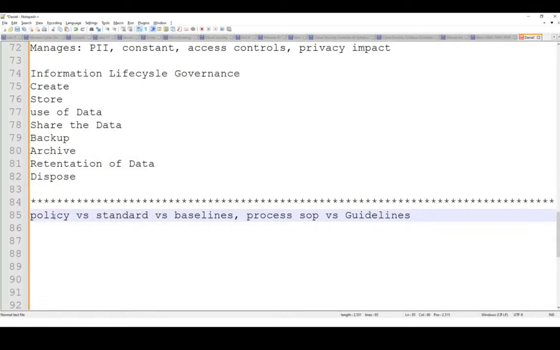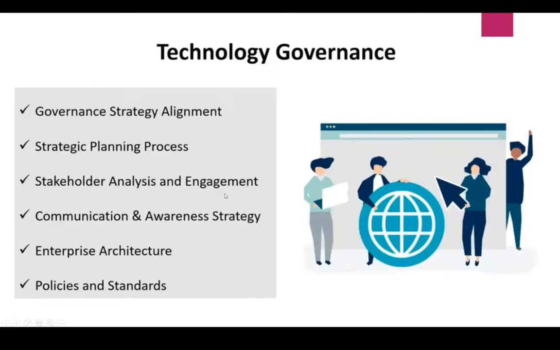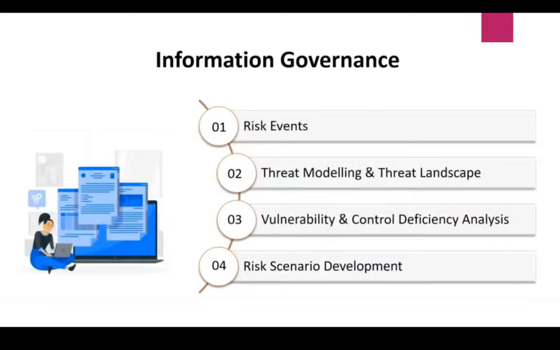Okay, perfectly fine. So we have discussed policy, standard, baseline, processes, SOP, and guidelines, right? So the next thing we discuss here is enterprise architecture like TOGAF, which we have discussed, standards and policies we have discussed, and governance strategies we have discussed. So from the technology point of view: information governance, risk events, threat modeling. Yes, threat modeling is a very important topic. So let me tell you what threat modeling is all about.